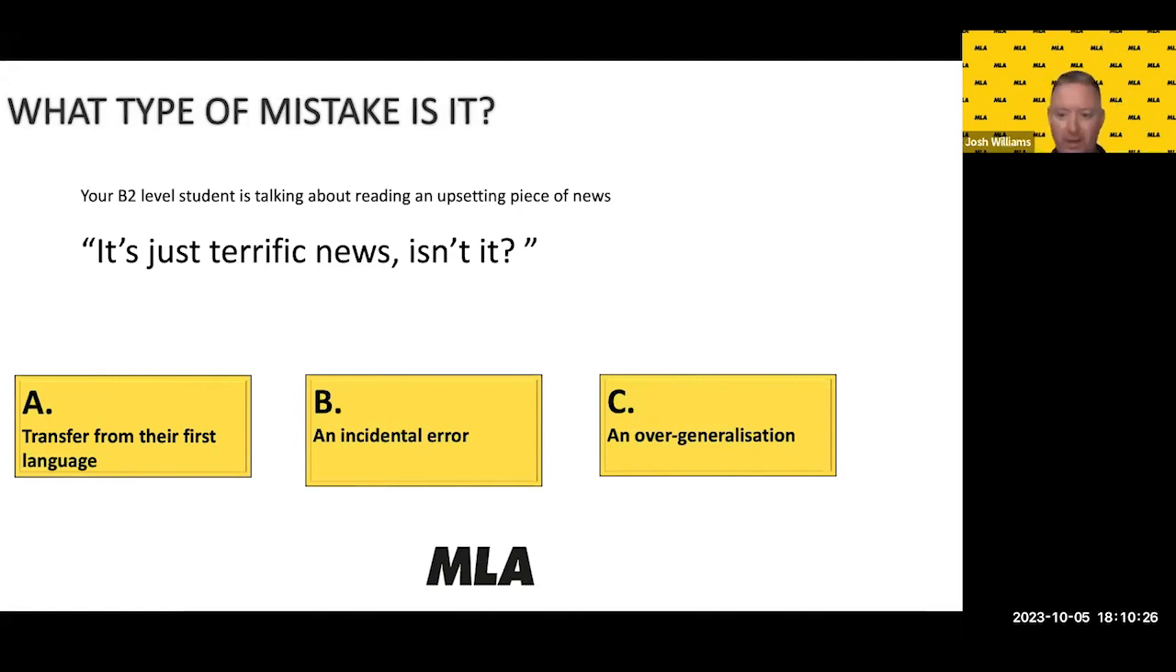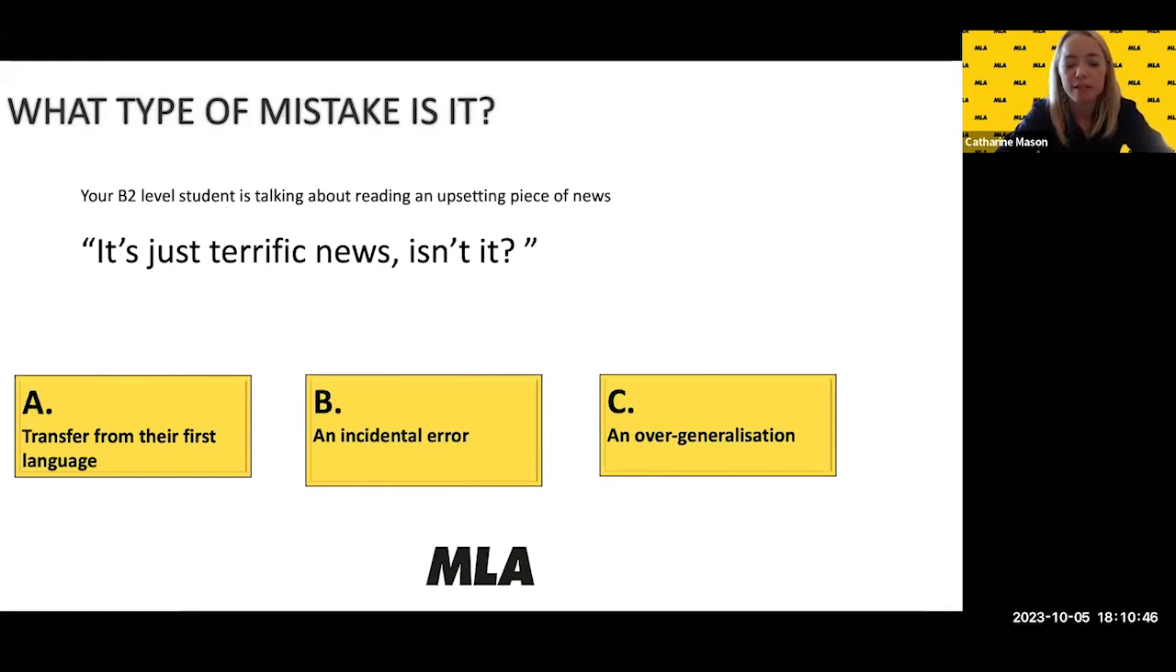I think we're getting a lot of people saying A. Roberta said it's a false friend. Yeah, exactly. This one is definitely A. It's a transfer from their first language, which in this case is the false friend of "terrific".